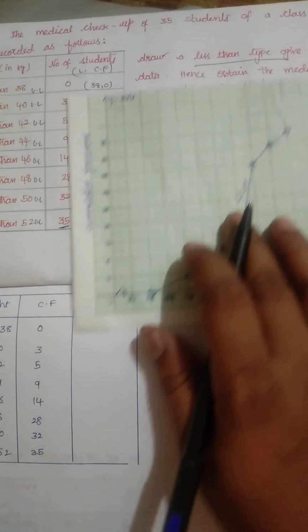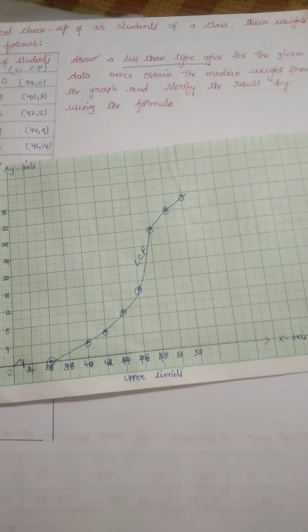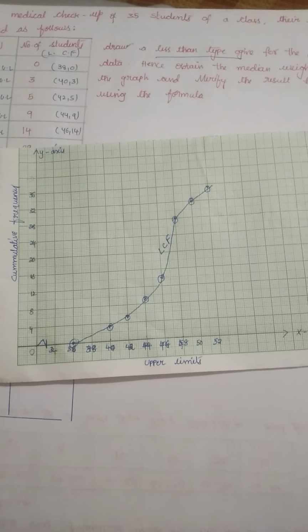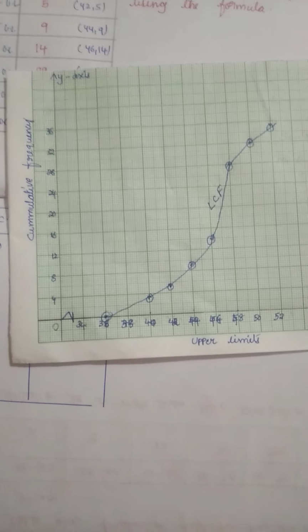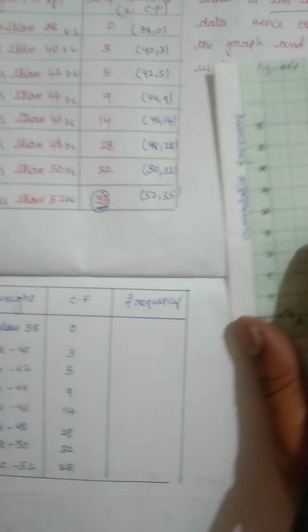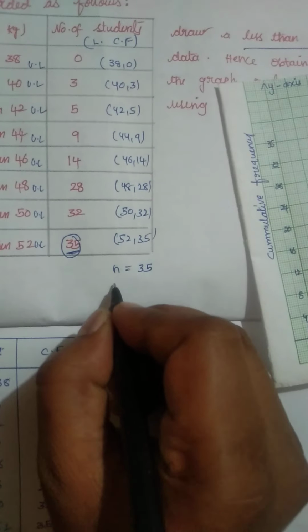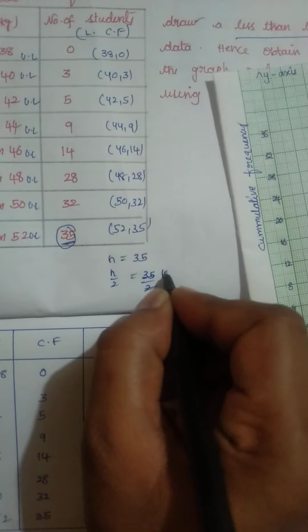And also they are asking to hence obtain the median weight from the graph and verify the result by using the formula. So they are asking to find the median. How to find the median here? The total number of observations is n equal to 35 children. Now let us find n by 2. n by 2 means 35 by 2, which is 17.5.